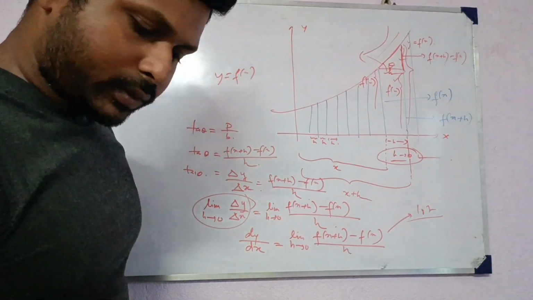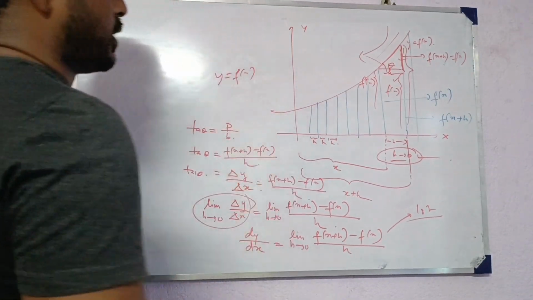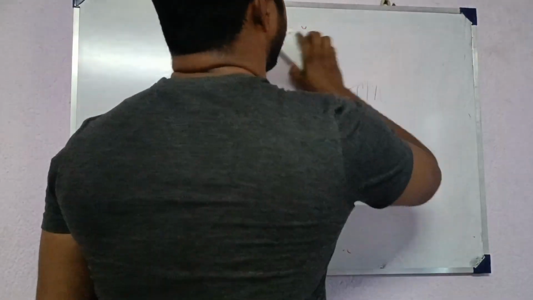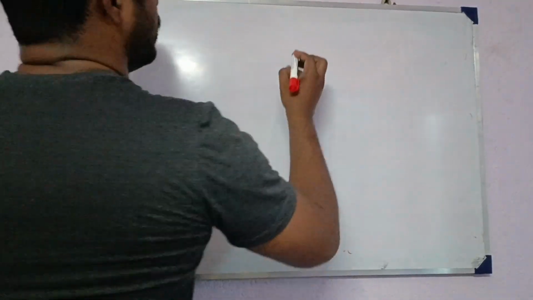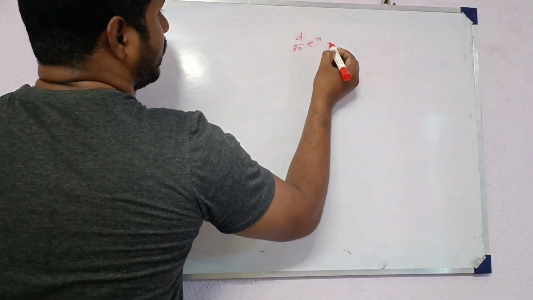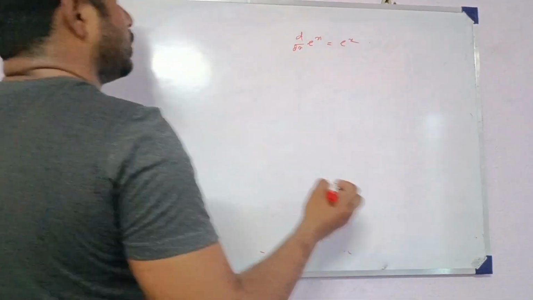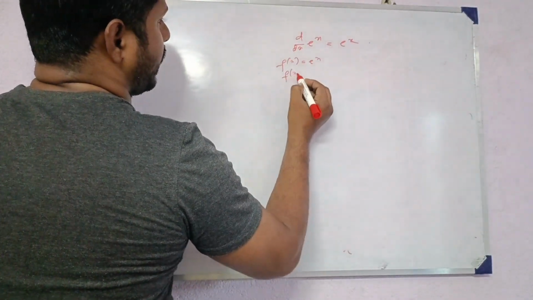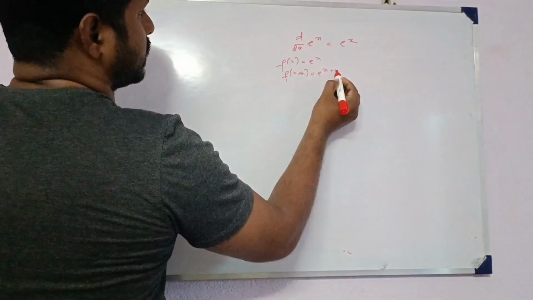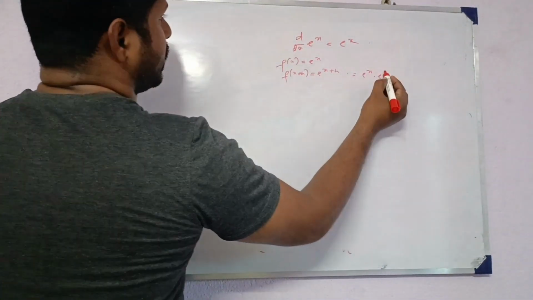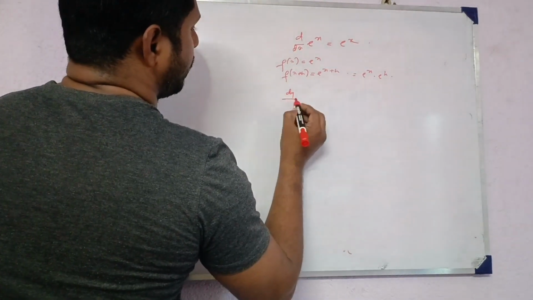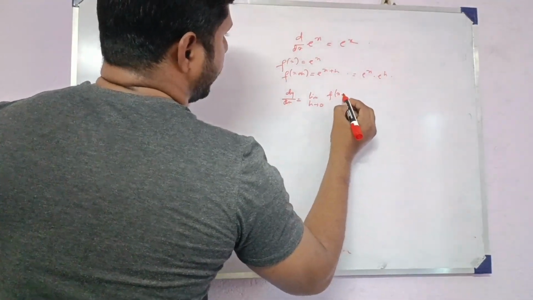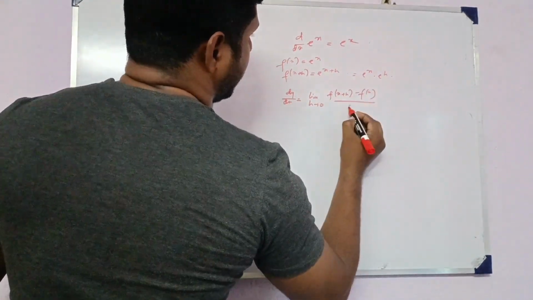Now let us solve a sum using this first principle of derivative. We know that d by dx of e to the power x equals e to the power x. So we will solve it. Let f(x) equal e to the power x. So f of x plus h equals e to the power x plus h, which equals e to the power x into e to the power h. Therefore dy by dx equals limit h tends to 0 of f of x plus h minus f(x) by h.